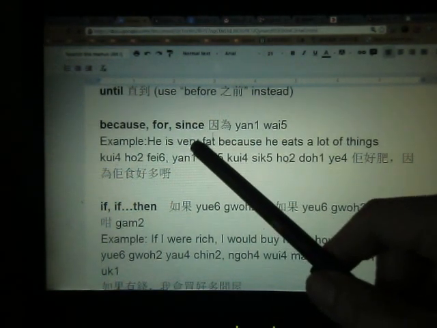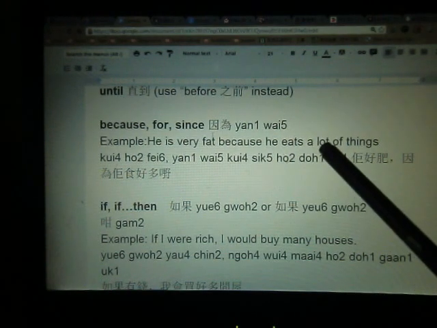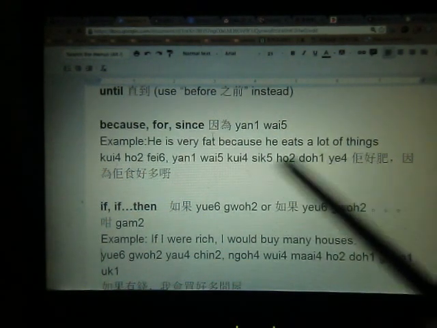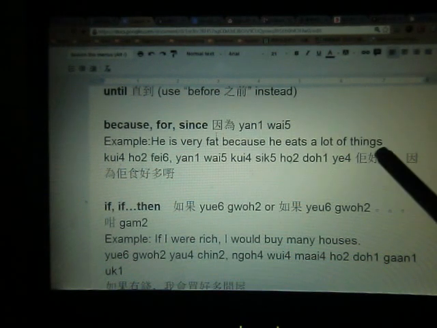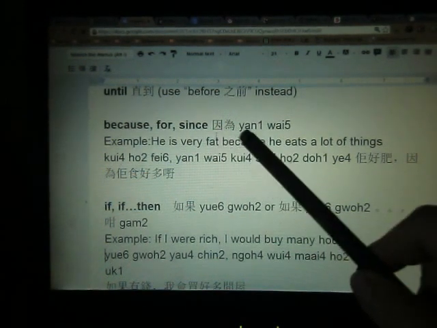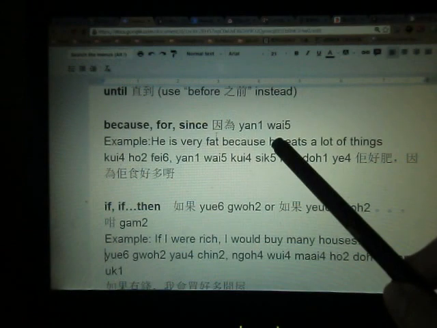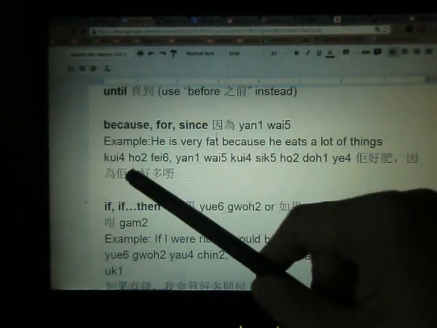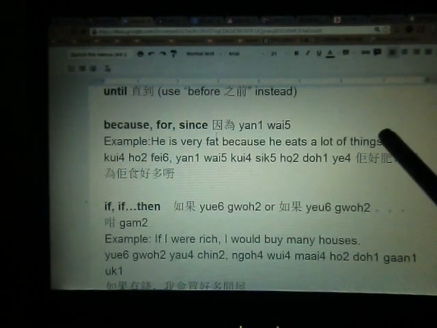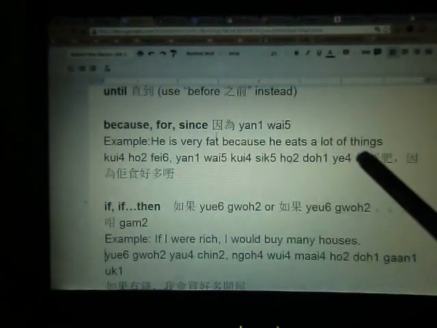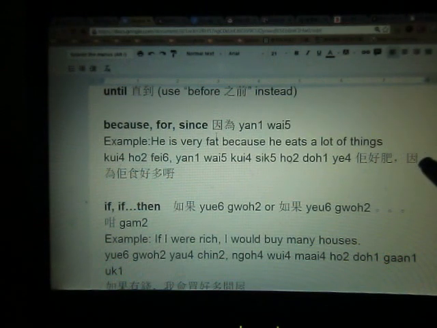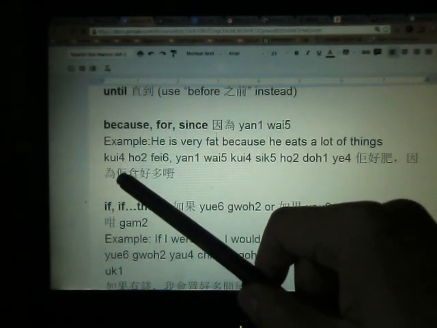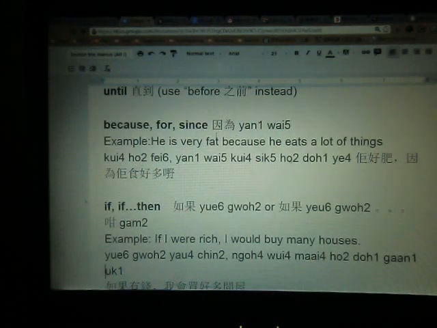Right. For example, he is very fat because he eats a lot of things. He, 佢, is very fat, very 好, fat, 肥, okay, so we don't need 係. Even though it means is, here we don't use 係. 佢好肥, because, 因為, 佢食, he eats, a lot, 好多, 嘢, things. So, 佢好肥, he is very fat, because, 因為, he eats a lot of things. 佢食好多嘢.